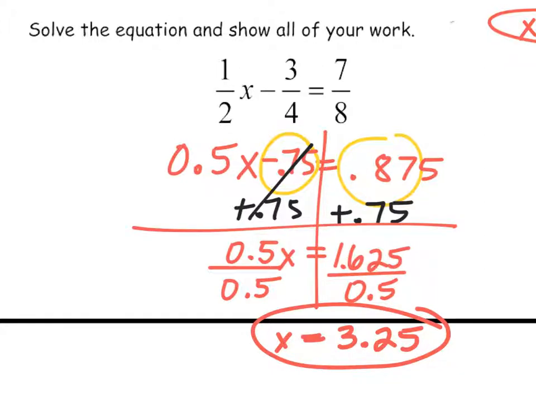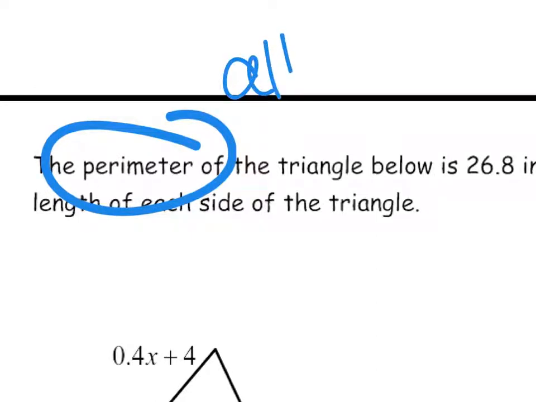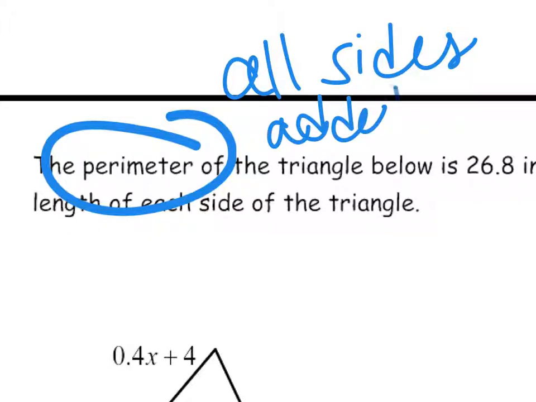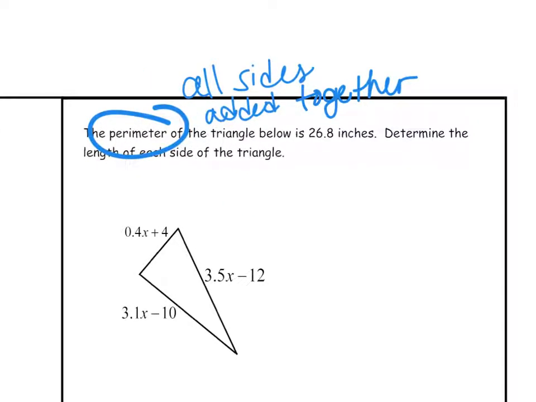On the back, we're told the perimeter of this triangle is 26.8. Perimeter is all the sides added together. If I ask for the perimeter of a rectangle, I want you to add up all 4 sides. If I ask for the perimeter of a triangle, I want you to add up all 3 sides. So if I add up all 3 sides, it has to be equal to 26.8.